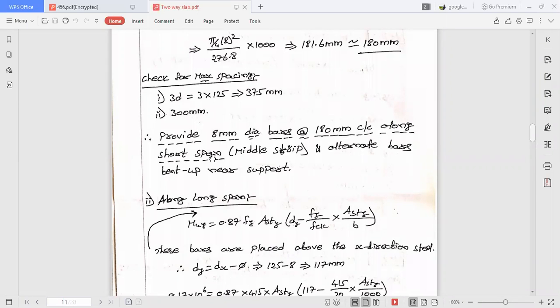along short span. I already told you, please highlight this statement. Why? Because we have done all the procedure till now only for this statement. This is the final output of design. That's why highlight this. And where you have to provide this reinforcement along short span: in the middle strip only.